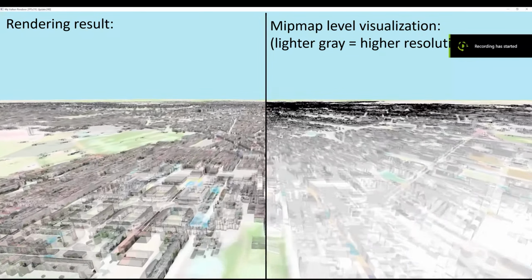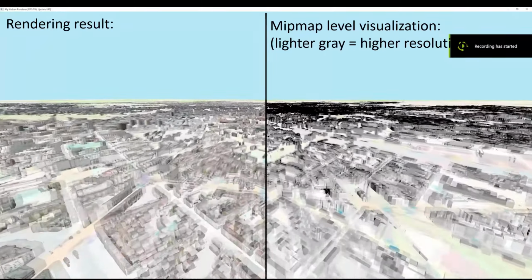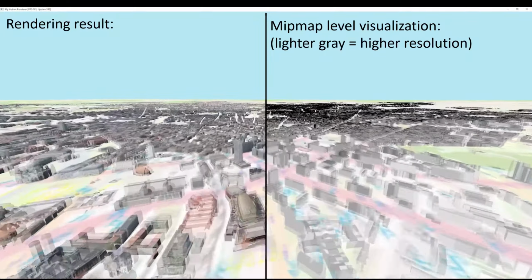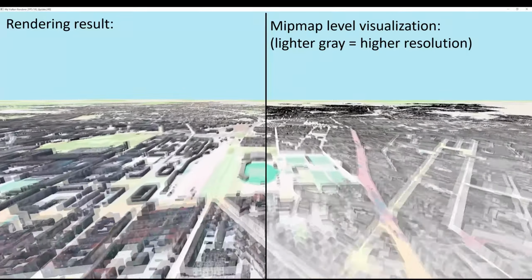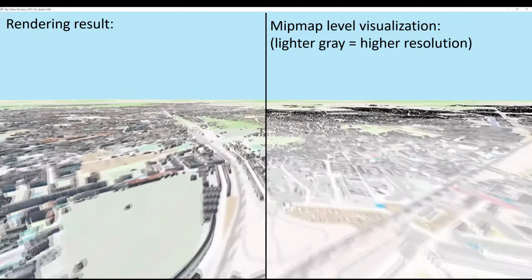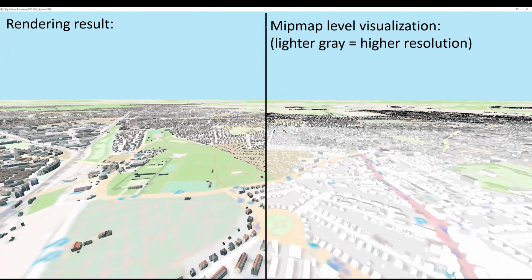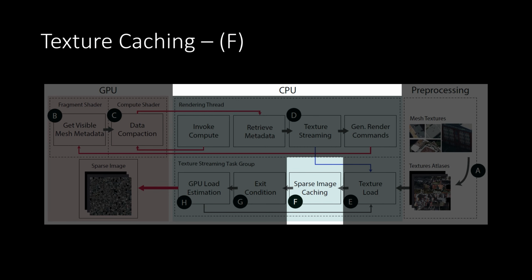We show the rendering result of the Berlin city dataset on the left. On the right, texture mipmap level is visualized as grayscale. As the camera moves, textures are loaded based on mipmap level. The next subprocess is caching textures in a sparse image.